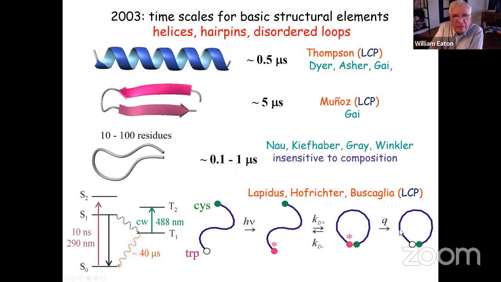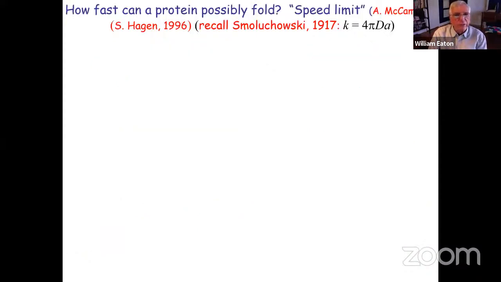So many other groups got into the act: Werner Nau, Thomas Kiefhaber, Harry Gray, Jay Winkler. And for peptides between 10 and 100 residues, what they collectively found was loop formation takes between 100 nanoseconds and 1 microsecond. But the interesting result, especially from Werner Nau's studies, was that except for peptides that are rich in glycine or proline, the loop formation rate is essentially insensitive to composition. And this was very important as an ingredient in our theoretical model for protein folding.